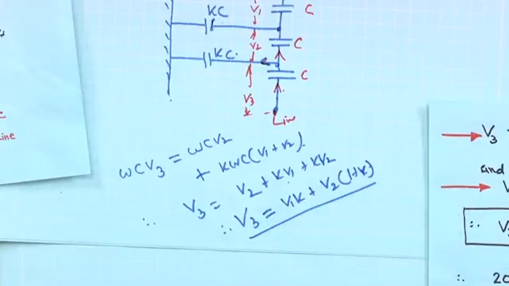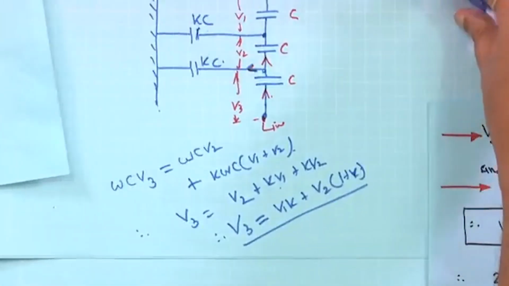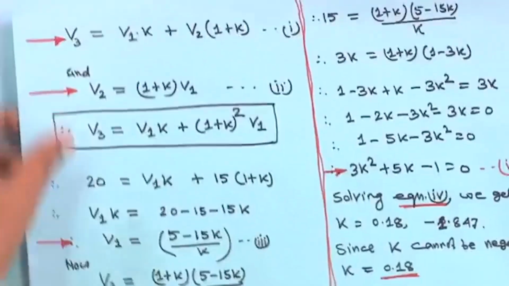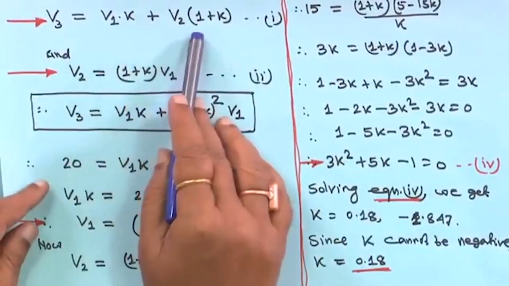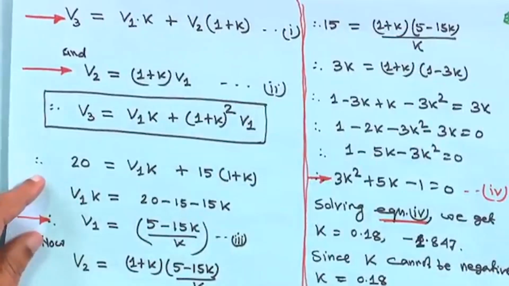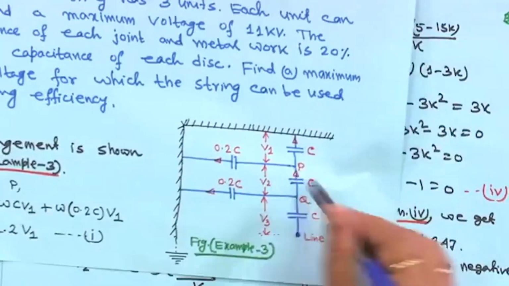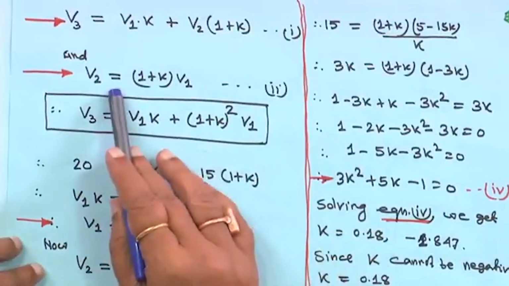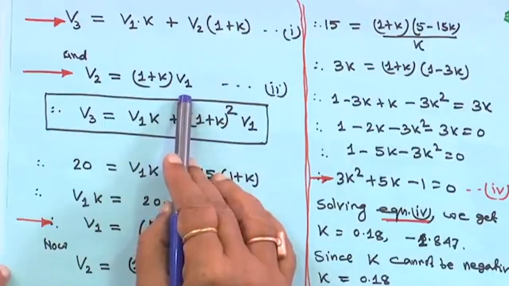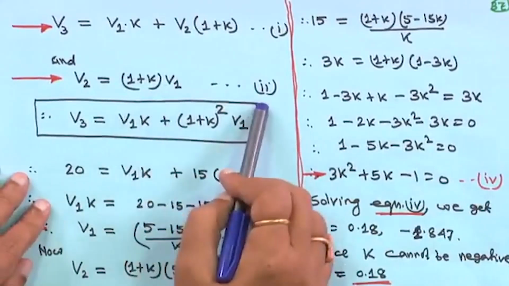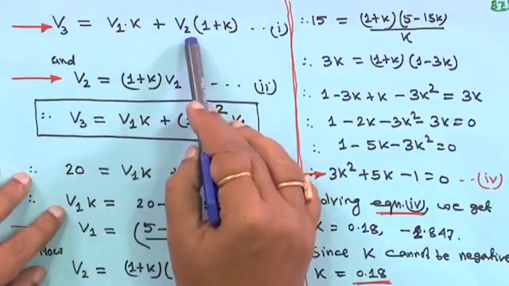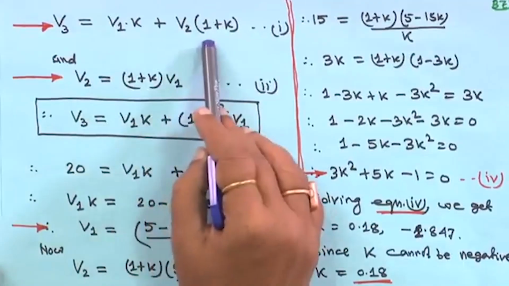That is why I have done it for you. So first, you can easily write V3 is equal to V1 k plus V2 into 1 plus k. This is equation 1. Similarly, apply the way I showed you, KCL at point P in terms of k. Then you will get V2 is equal to 1 plus k into V1. This is equation 2. Therefore, substitute this V2 in equation 1, V2 equal to 1 plus k V1.